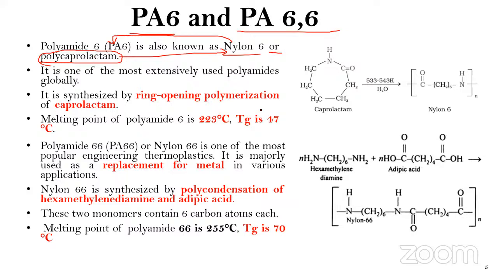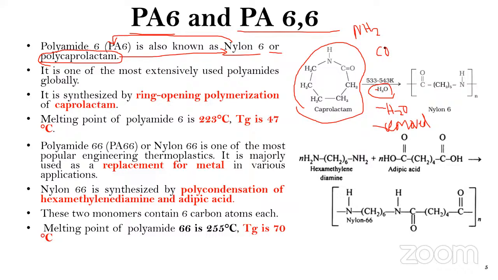So if you see, this is your caprolactam structure. We heat it at 533 to 543 Kelvin, and here it should be minus H2O. What do you indicate by minus H2O? It means water will be removed from here. So this is your caprolactam, where before you have NH2 and you have COOH, that is your carboxylic group.